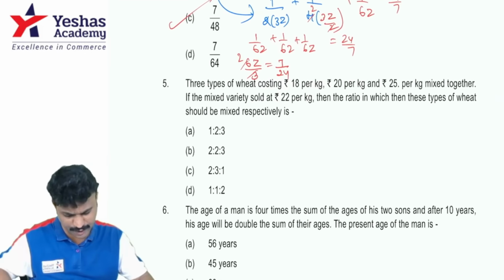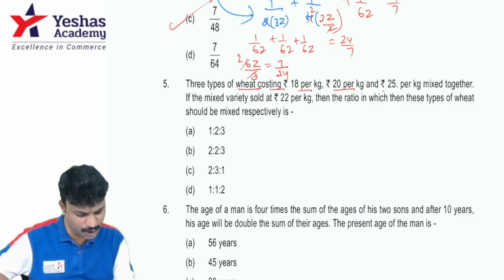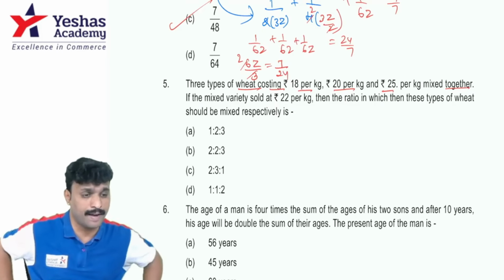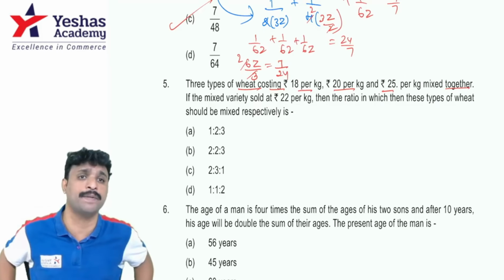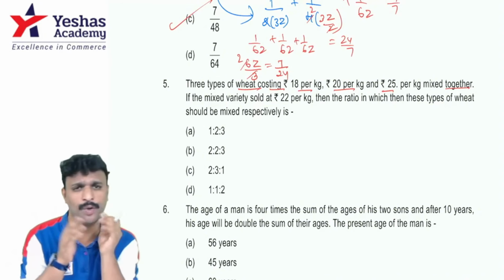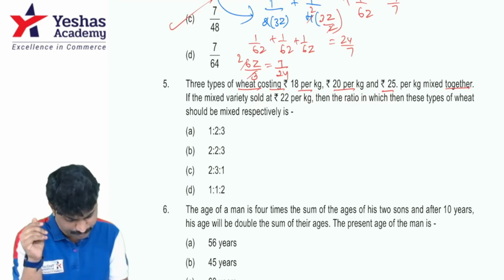Guys, moving on to the next question. 3 types of wheat costing 18 rupees per kg, 20 rupees per kg, 25 rupees per kg are mixed together. Guys, this variety of question has never been asked in the previous papers and also in the mock papers. This is a different variety that has been asked. But you have to use the very basics here. They have given the mixed variety sold at 22 rupees per kg.